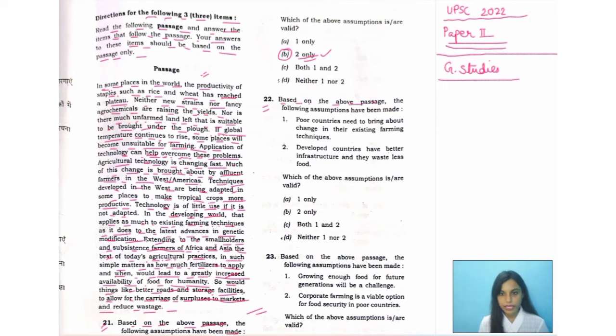Based on this passage that we have read, the following assumptions have been made. Number 1 says, poor countries need to bring about change in their existing farming techniques. Yes, of course, we have come across this point. Number 2 says developed countries have better infrastructure and they waste less food. No, we haven't come across this in the passage. So we are going to choose option A, that is, number 1 only. All right. Now let's move over to the next question.